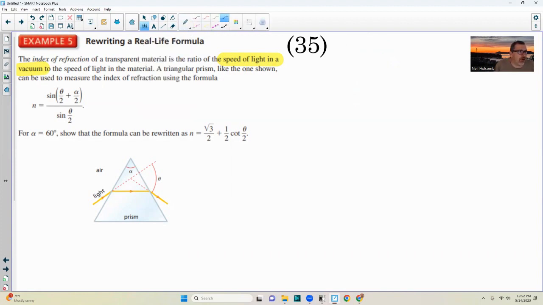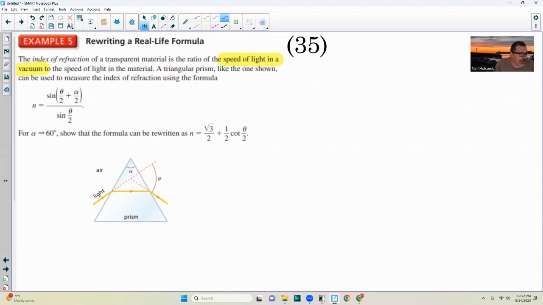In example 5, it says the index of refraction of a transparent material is the ratio of the speed of light in a vacuum to the speed of light in the material. A triangular prism like the one shown right here can be used to measure the index of refraction using the formula n equals the sine of theta over 2 plus alpha over 2, divided by the sine of theta over 2. Alpha is just another Greek letter, just to decipher two different angles. That's all they're doing here.